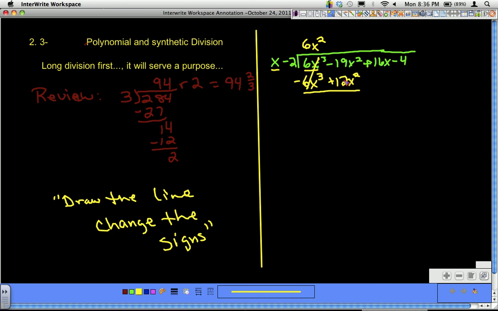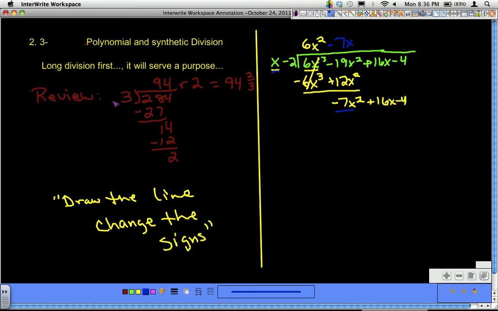So here opposites cancel, and here I just add negative 19 and positive 12 is negative 7x squared. Bring everything else down, plus 16x minus 4. Just like over here, we subtracted and brought down what we had left. Now we're going to do the same steps that we just got done doing there. So we're going to take this one and we're going to say first thing here divided by first thing here. So negative 7x squared divided by x is negative 7x.